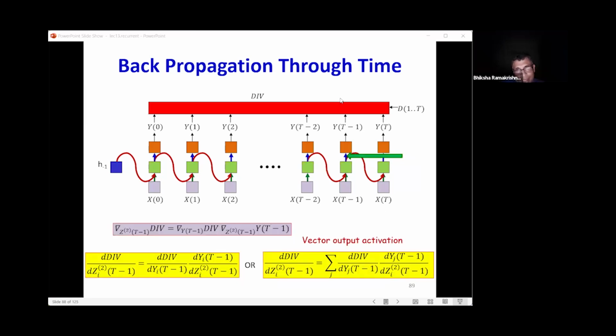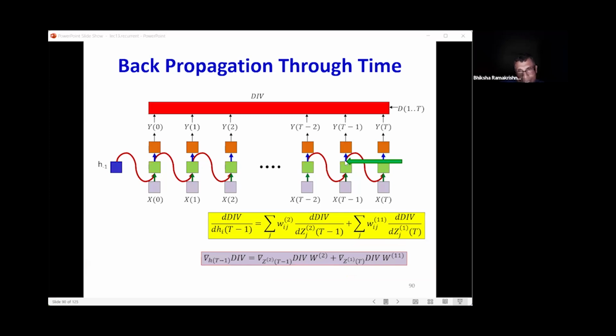Then we take a step back, right? And I'm going to go down this line and compute the derivative of the divergence with respect to, I already have the derivative of the divergence with respect to y t minus 1. Again, remember, I assume that derivatives are available for all of these guys, from which I can compute the derivative of the divergence with respect to this z2 simply by multiplying this derivative by the Jacobian of the activation here.